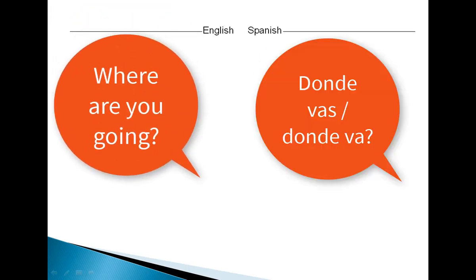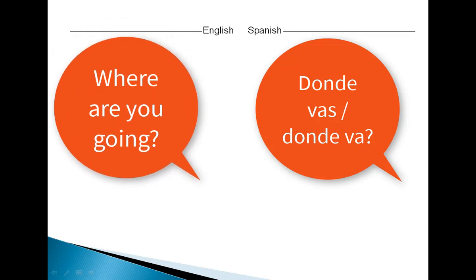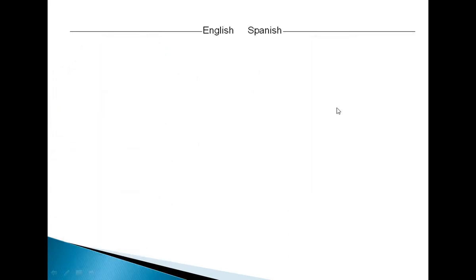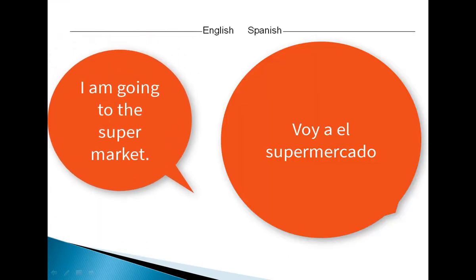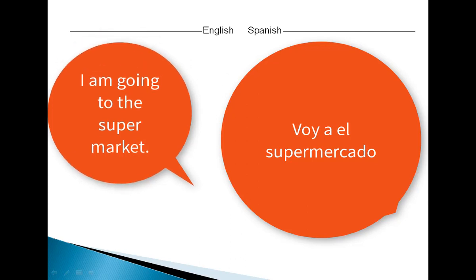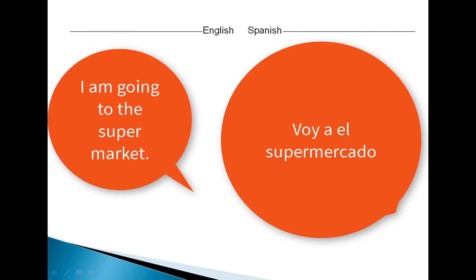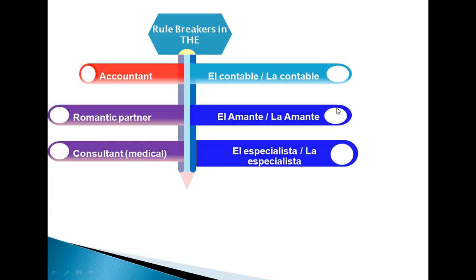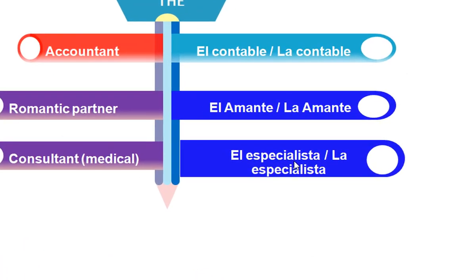Let's take another example over here. Say someone asks you, where are you going? ¿Dónde vas? Or ¿dónde va? And you want to say, I'm going to the supermarket. So, supermarket is supermercado. To express the article the, we'll use el. So your response would be, voy a el supermercado. I'm going to the supermarket.